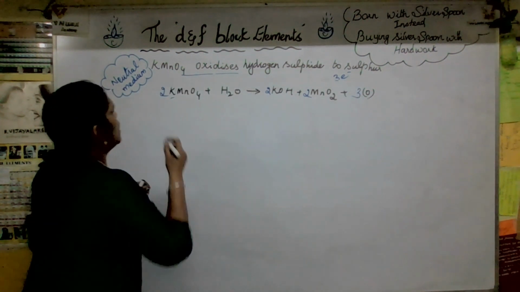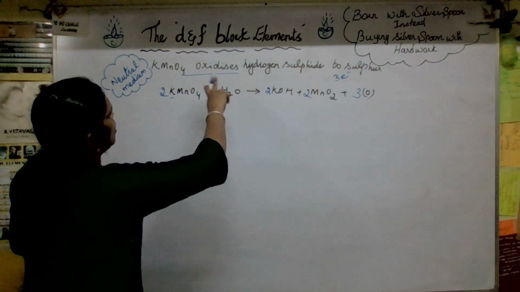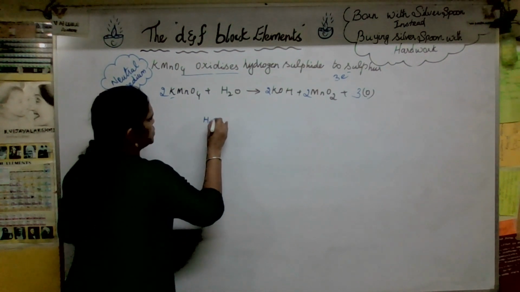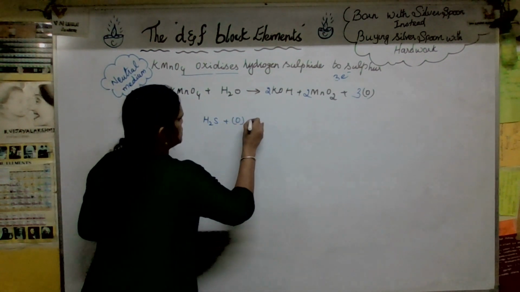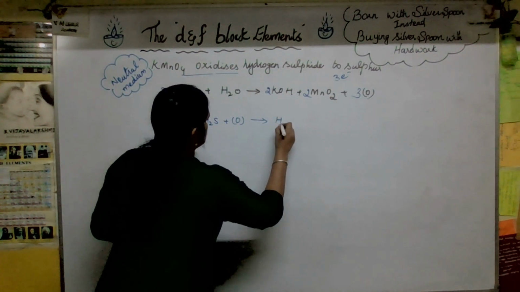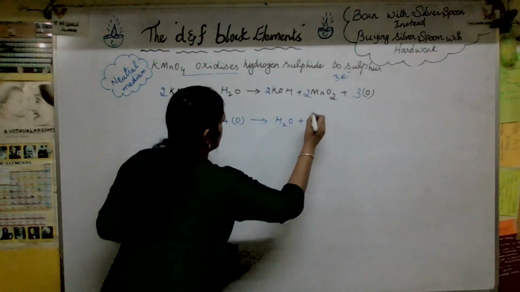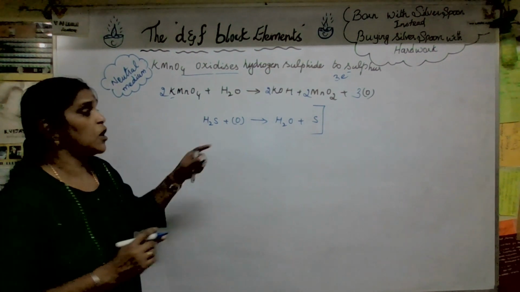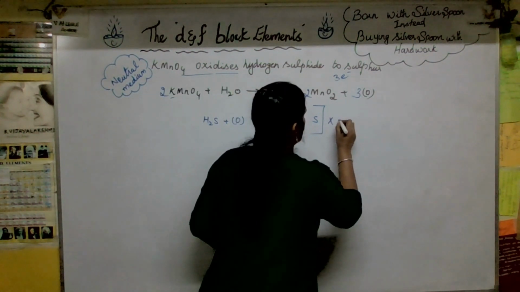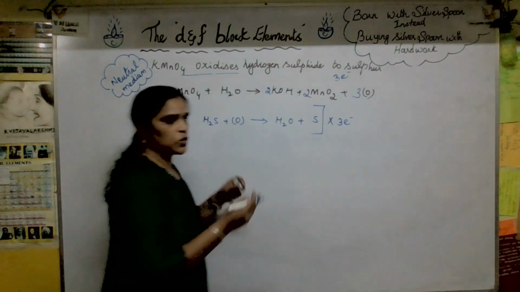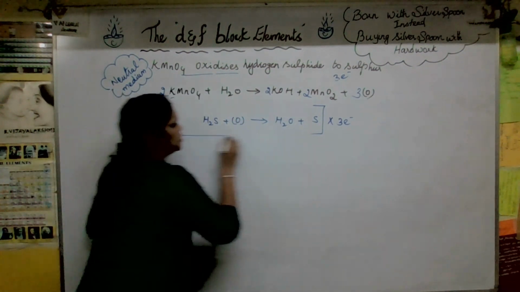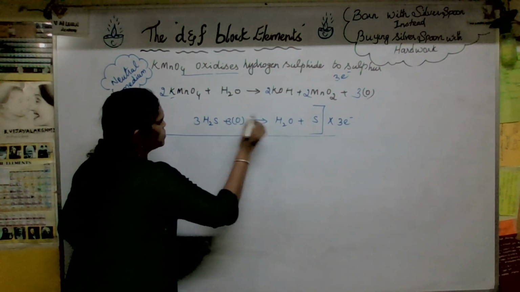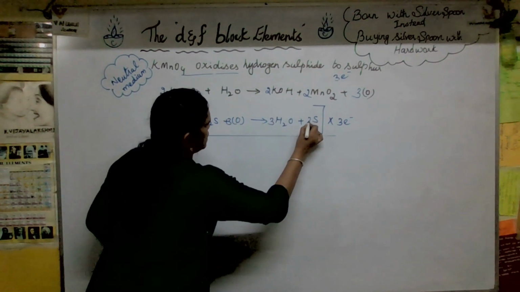Okay, now KMnO4 oxidizes hydrogen sulfide to sulfur. So hydrogen sulfide H2S plus nascent oxygen gives H2O plus sulfur. Now this is a neutral medium. How many electrons are involved? According to that, you have to multiply with that many electrons to equalize the equation. So here 3 and here also 3, here also 3 and here also 3.